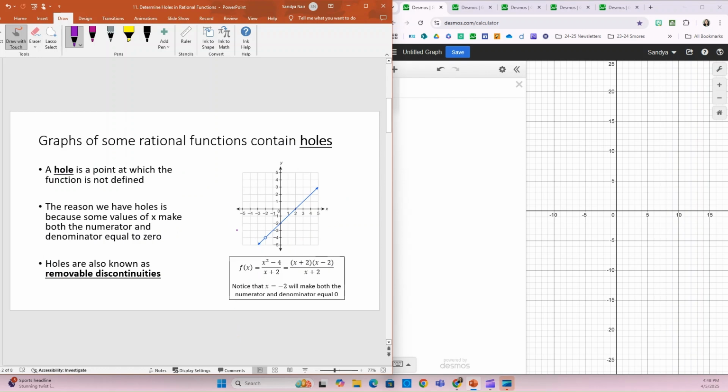So look at this example here. This represents the graph of f of x equals x squared minus 4 over x plus 2. If we look at this function in factored form, we can see that x plus 2 is a common factor in the numerator and denominator. So the value of x equals -2 will make both the numerator and denominator equal to 0. That's why you can see the graph of this function has a hole right here where x is equal to -2.